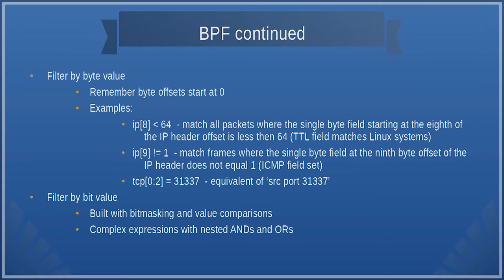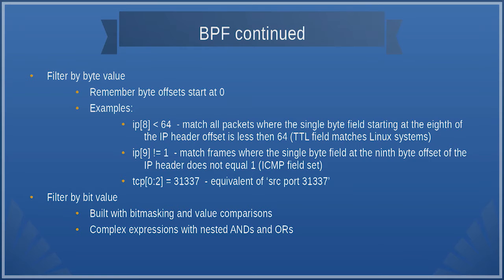For example, IP[8] less than 64 says match all packets where the single byte field starting at the 8th byte offset of the IP header is less than 64, which essentially means that the TTL field matches a Linux system. So, IP[9] not equal to 1 means match frames where the single byte field at the 9th byte offset of the IP header does not equal 1.